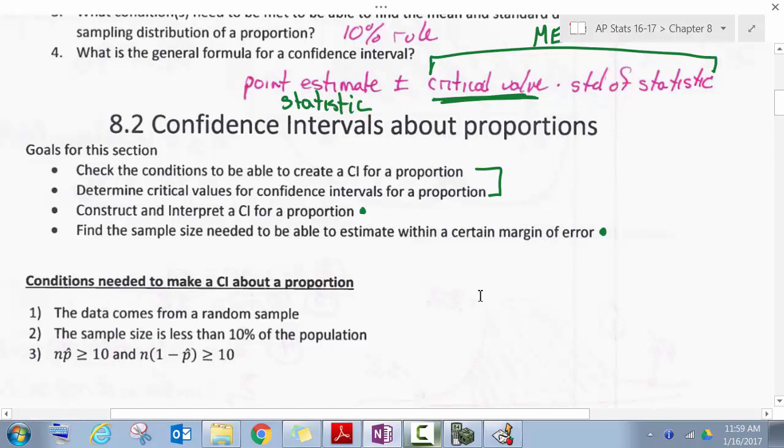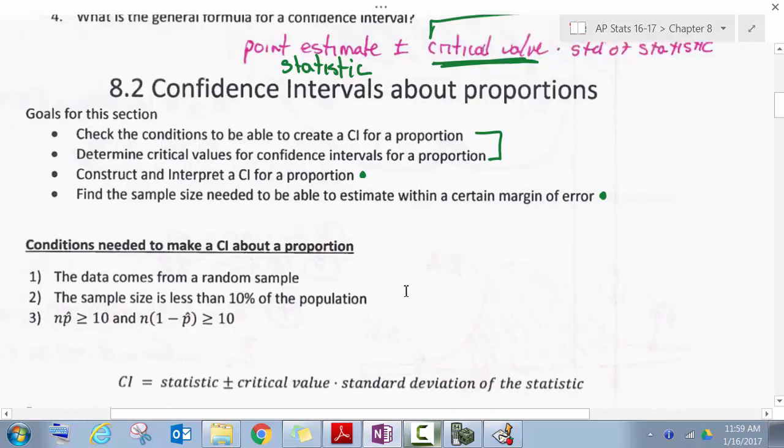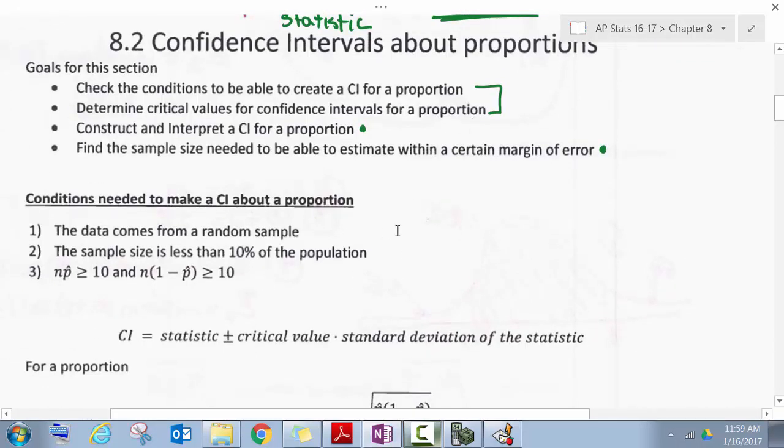So here are the conditions needed to make a confidence interval about a proportion. The data has to come from a random sample and needs to be random. If it's not random, it doesn't count. And then the other conditions that we've already been doing. The sample size is less than 10% of the population, and n times p hat has to be greater than or equal to 10, and n times 1 minus p hat has to be greater than or equal to 10.